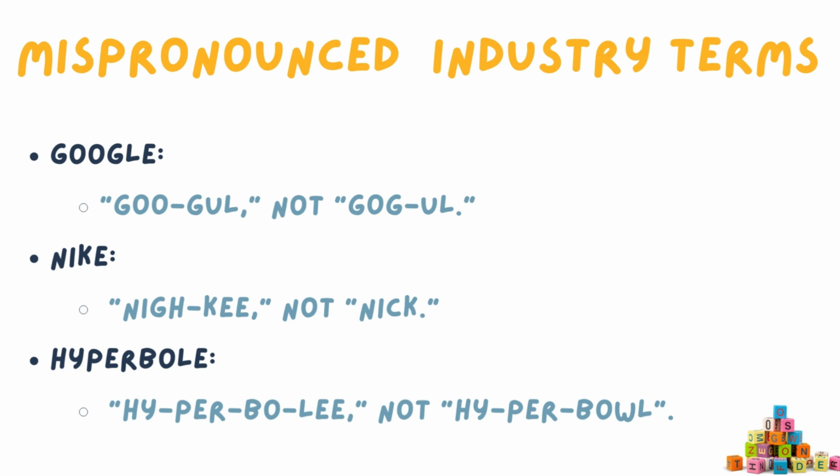Now, let's place special focus on mispronouncing brand and industry terms. Mispronouncing widely recognized brands or industry-specific terms can harm your credibility in a professional setting. Look at these examples. The company Google, pronounced as Google, not Goggle. So we'll use Google to conduct our research. The company Nike, pronounced as Nike, not Nick or anything else. So the new Nike campaign focuses on sustainability. And a tricky word, hyperbole, pronounced as hyperbole and not hyperbole. So his statement was pure hyperbole. Research the correct pronunciation of brands, names, and terms relevant to your industry as well.